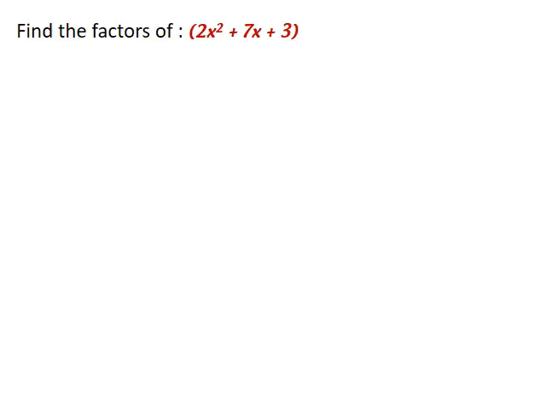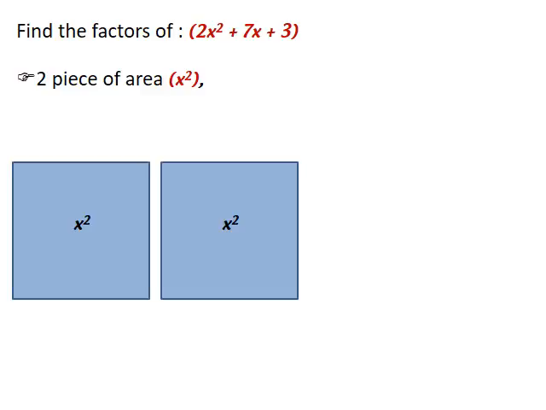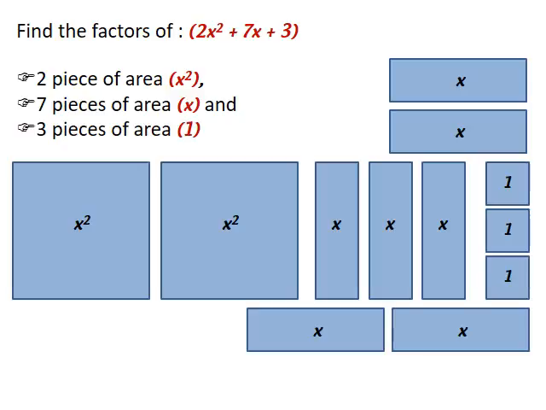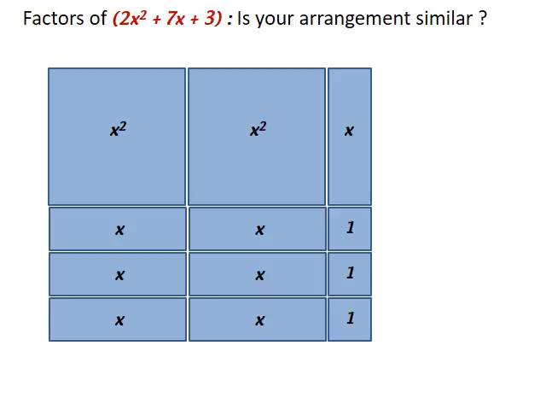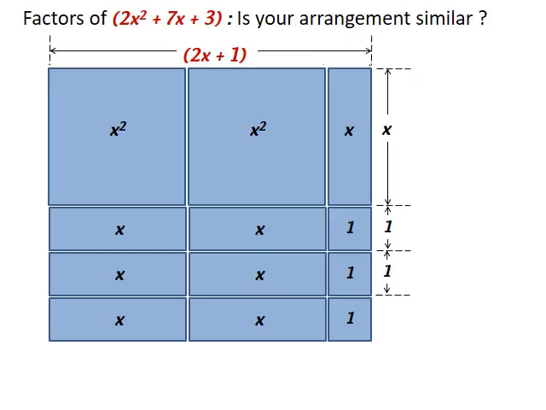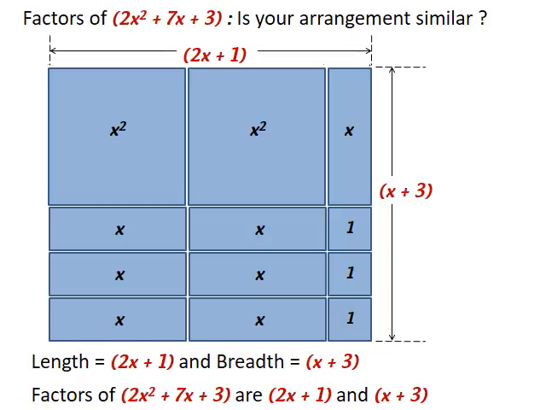Let's take another example which is slightly different from the previous examples. Here you see that instead of 1 x square we have 2 x squares. So how many pieces do we need? We need 2 pieces of area x square, 7 pieces of area x, and 3 pieces of area 1. So what do we have to do? We have to form a rectangle. So this is the arrangement of the overall rectangle. And to get the factors, we just need to measure the length and the breadth. So the factors of 2x squared plus 7x plus 3 are 2x plus 1 and x plus 3.